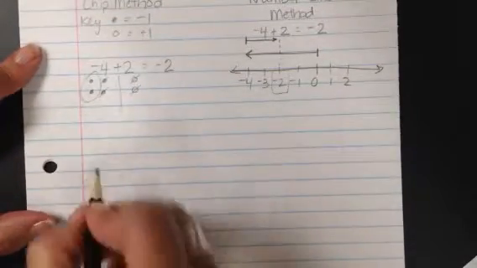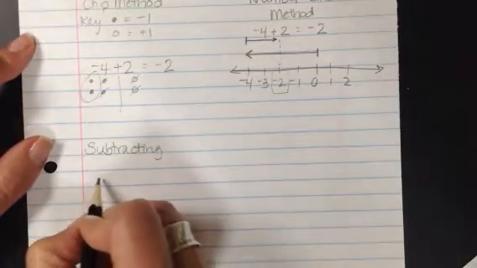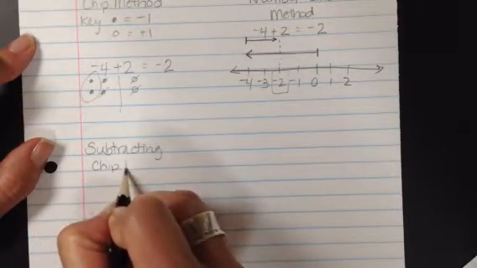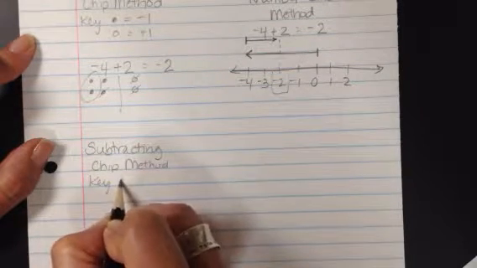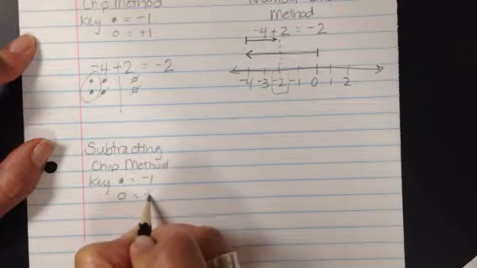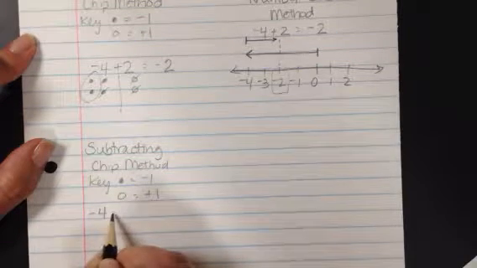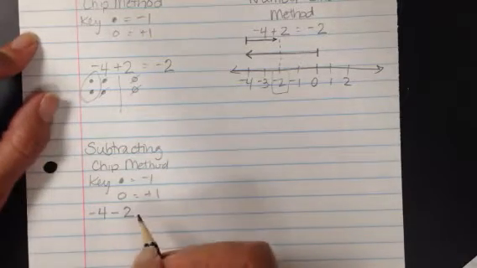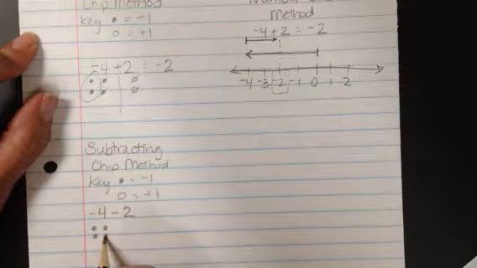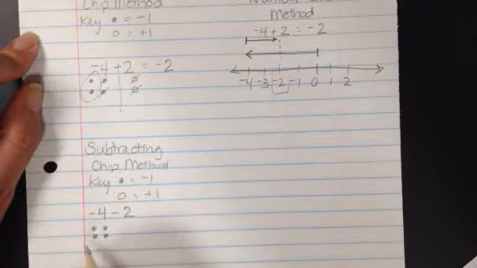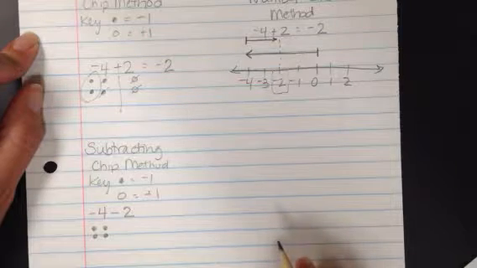Subtracting is a little more interesting when we talk about subtracting modeling. With the chip method, I'm going to stay with my same key of filled in equals -1 and open equals +1. If I have -4 minus 2, I have to have the -4, and I'm actually going to take away 2, but there's no way to take away 2 from 4 because there's no +2 to take away.